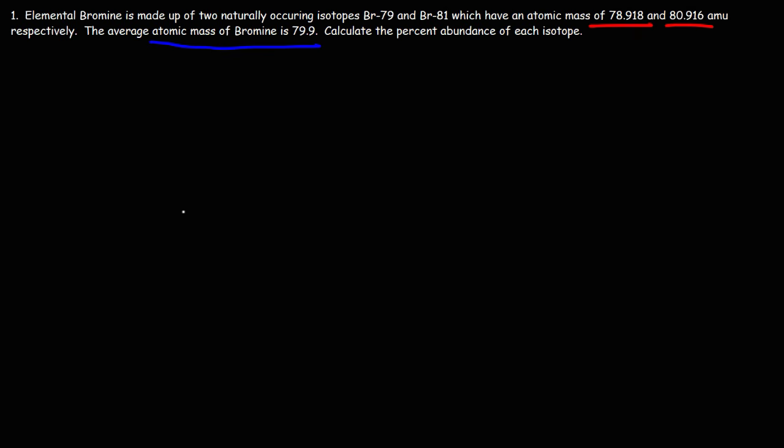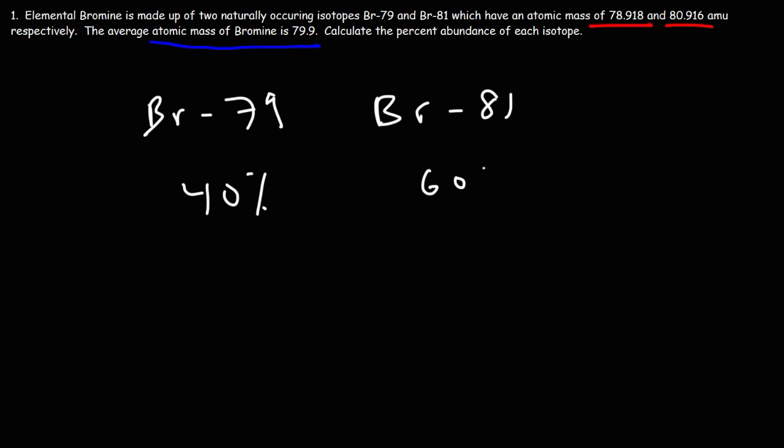Do we have, let me write this down. So do we have 40% bromine 79 and 60% bromine 81, or do we have 30% bromine 79 and 70% bromine 81? This is what we're trying to figure out. What is the relative percent abundance of each isotope?